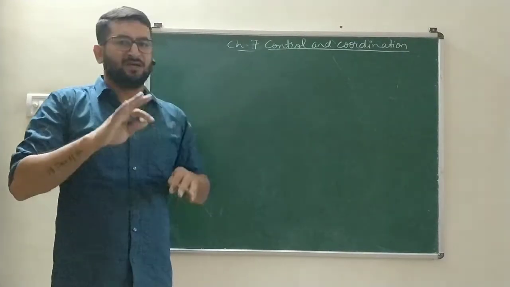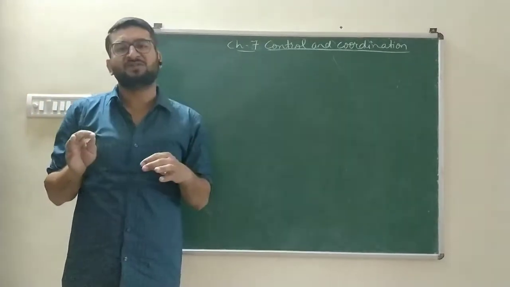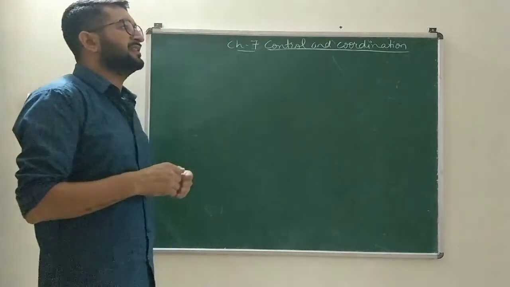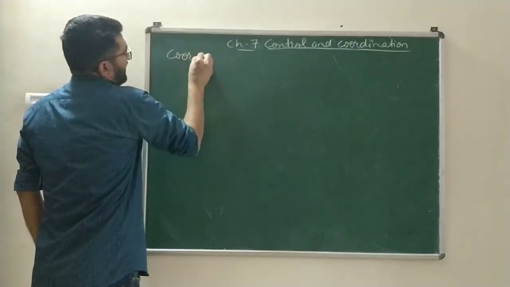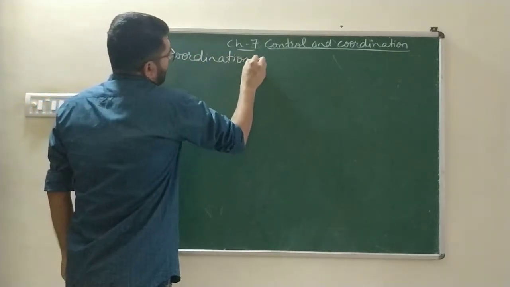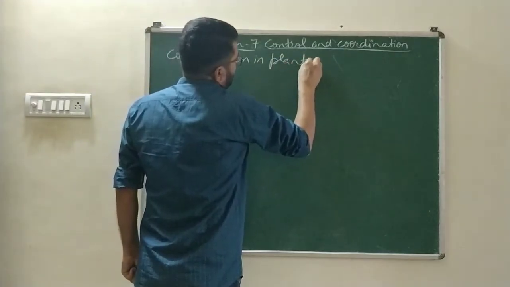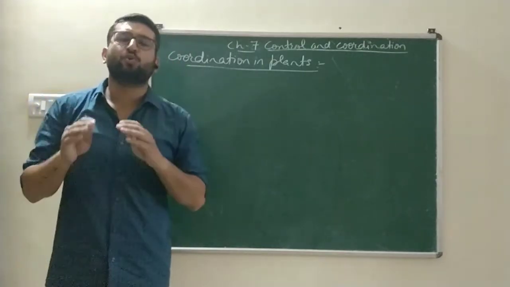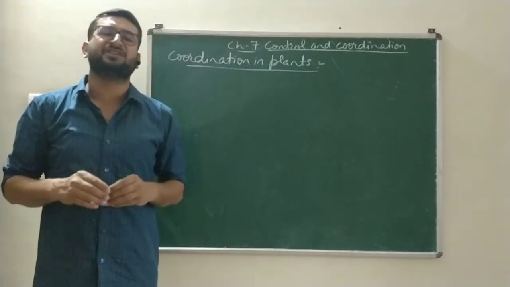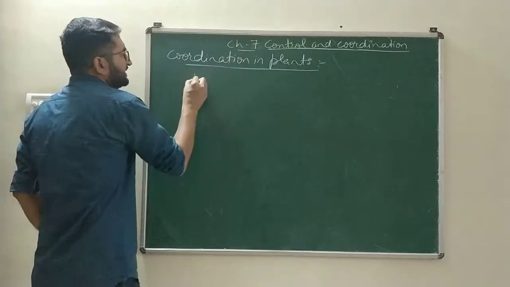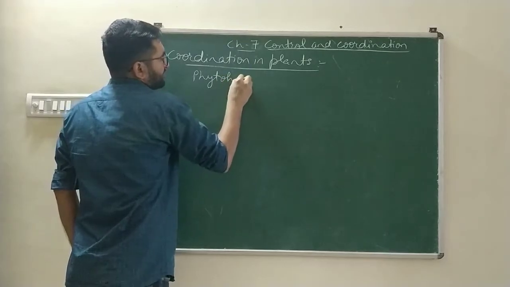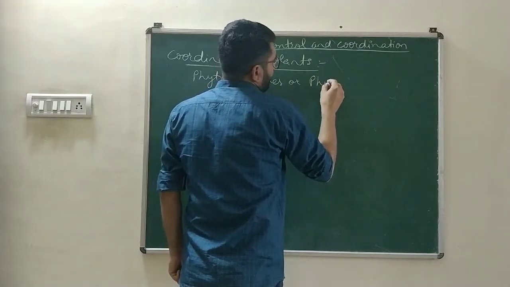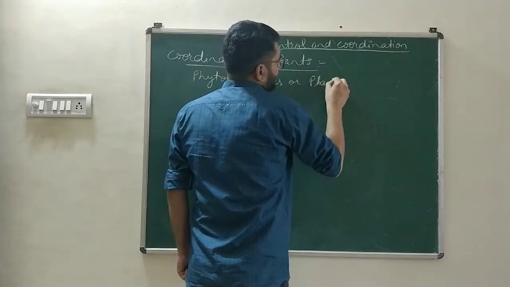After that, we had discussed the control and coordinating activities in plants and animals in a brief manner. And then we were discussing the coordination in plants. As we discussed in our previous video, plants do not possess any nervous system. They only coordinate their metabolic activities with the help of chemicals, and those chemicals are known as phytohormones or plant hormones.